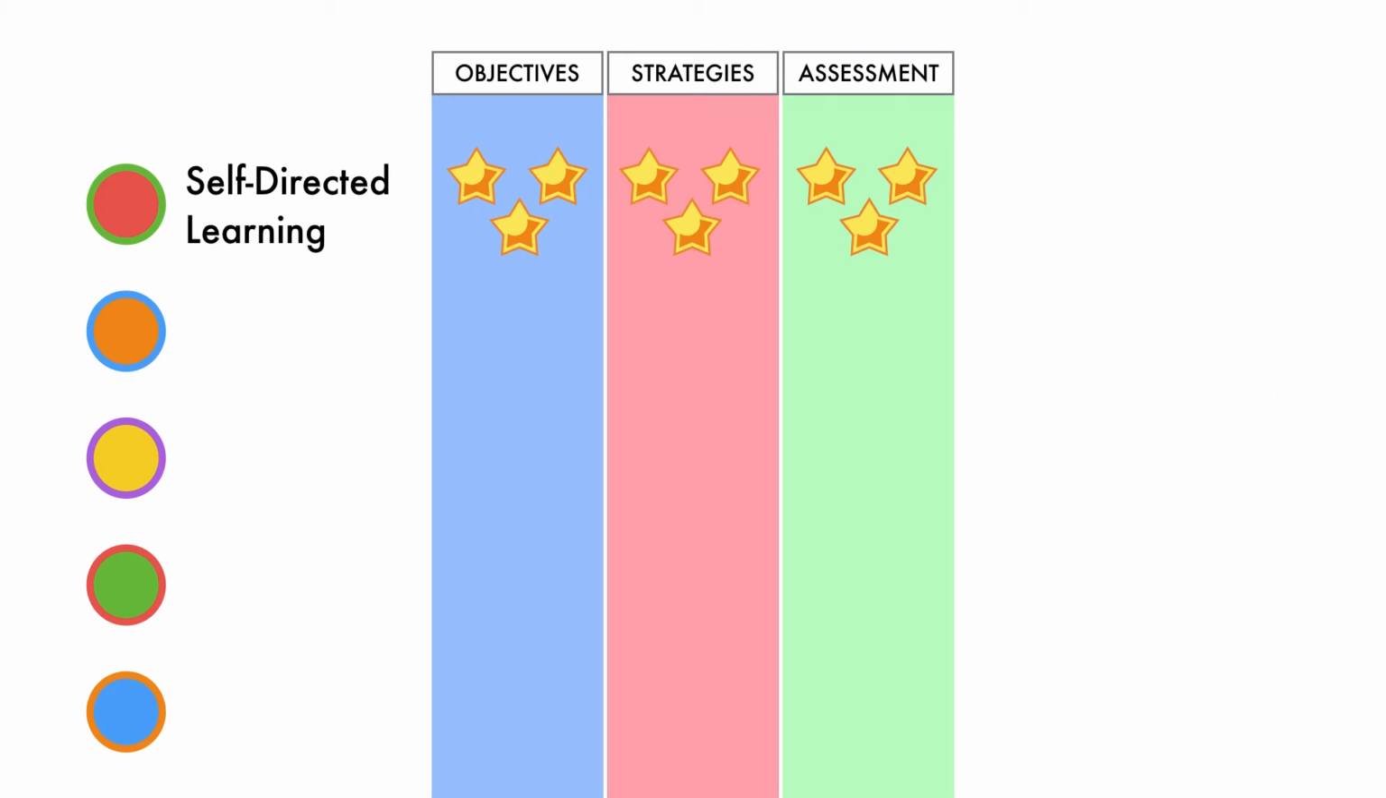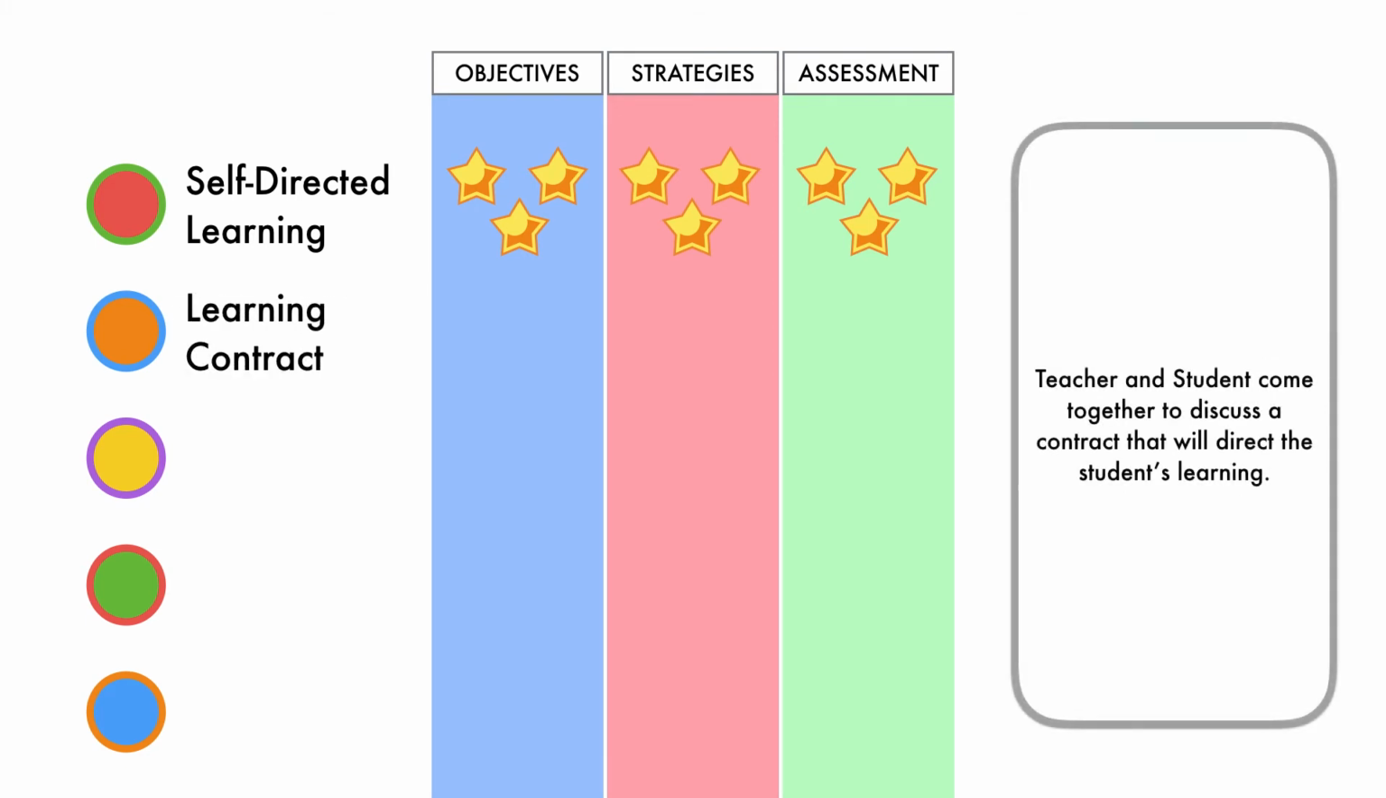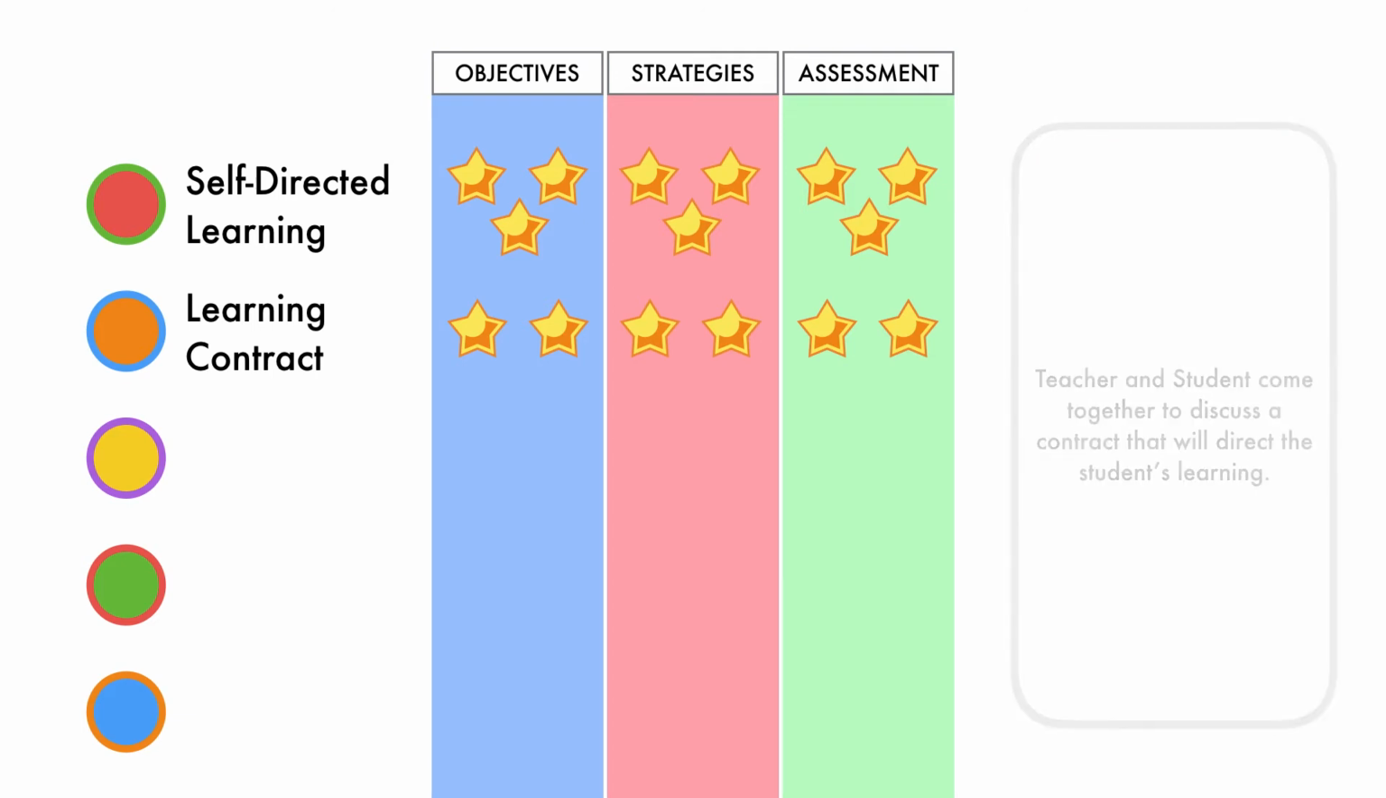The learning contract is another approach similar to SDL. The student has the ability to choose. However, it involves drafting a contract with the supervision of the teacher, which makes the 3 elements, objectives, strategies, and assessment, semi-autonomous to the student.